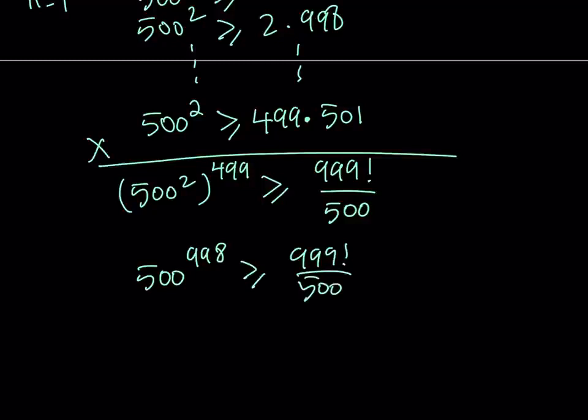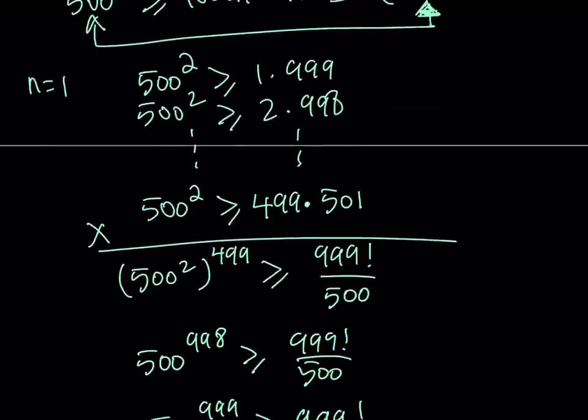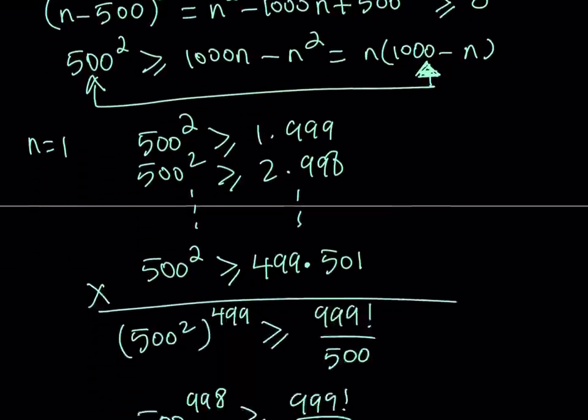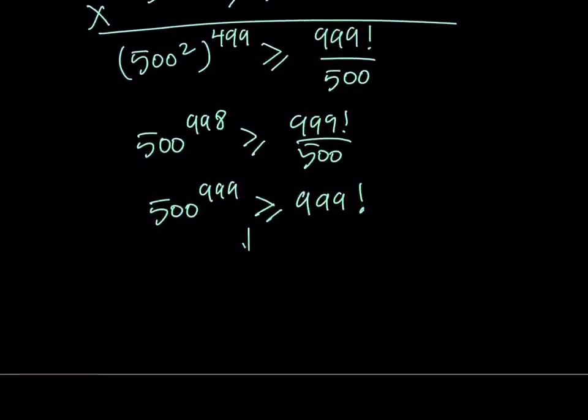If you multiply both sides by 500, which is a positive number, you get 500 to the power 999 is greater or equal to 999 factorial. Obviously, there is no way they can be equal, but the equality comes from the fact that these numbers are equal. In a perfect square, if n is equal to 500, then obviously that's going to work, but otherwise it's not going to be the equality. So we can safely say that this implies that 500 to the power 999 is the greater number.